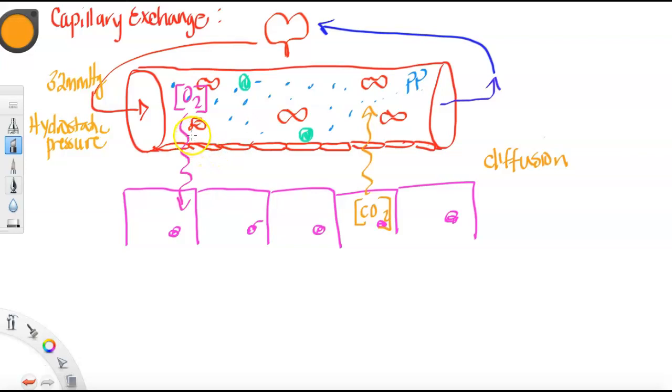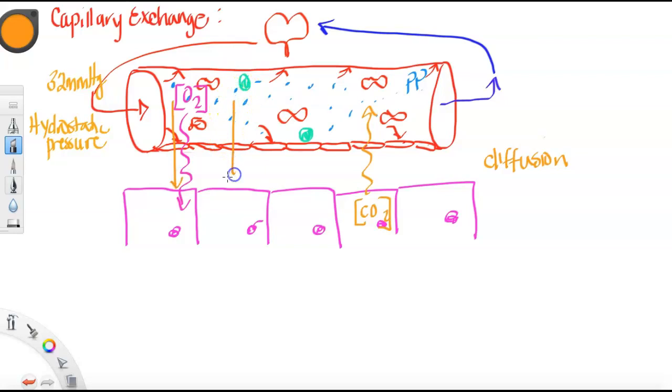Other stuff that moves, as the blood comes in, that hydrostatic pressure creates a pressure. We know this blood is hitting the walls. And it's creating a pressure there, pushing the fluid against the walls. And as that happens, the fluid is pushed out.